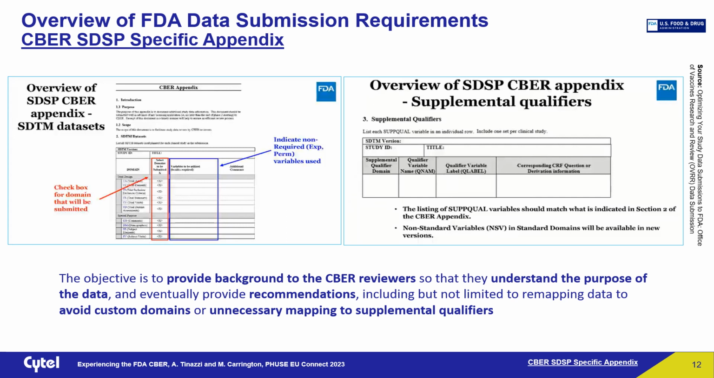The goal in the end is to provide CBER reviewers with the background needed to understand the purpose of the data and eventually to offer recommendations. This could involve remapping data to avoid custom domains or unnecessary mapping to supplemental qualifiers. Again, the purpose here is to reduce as much as possible differences in data packages received.